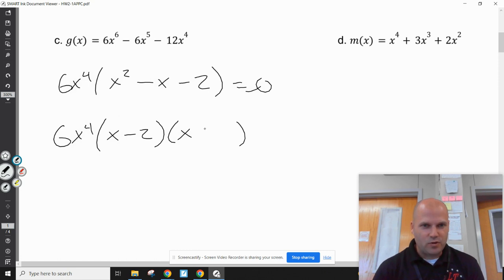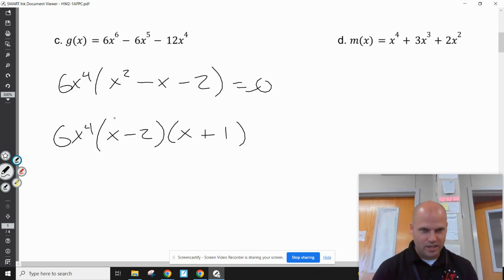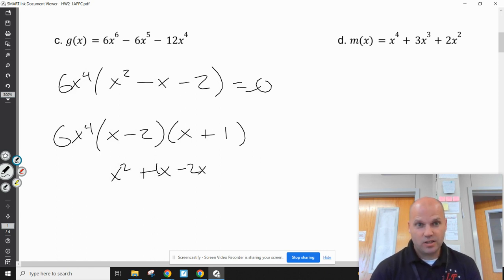The two numbers are negative 2 and positive 1. They multiply to get negative 2. They add to get negative 1. You got to make sure you remember distribution. Like x times x is x squared. x times 1 is 1x. Negative 2 times x is negative 2x. Negative 2 times 1 is negative 2. Make sure you know the two numbers multiply to get this one and add to get this one.